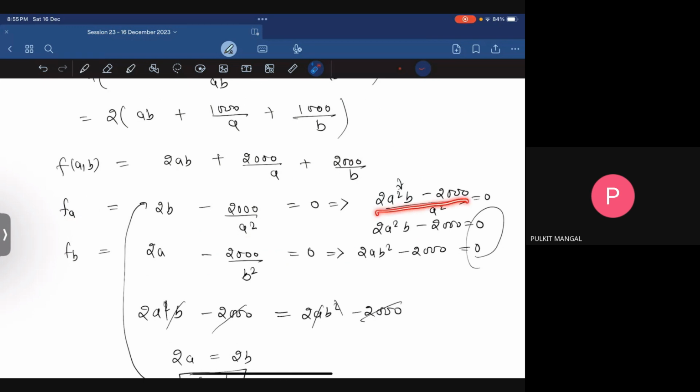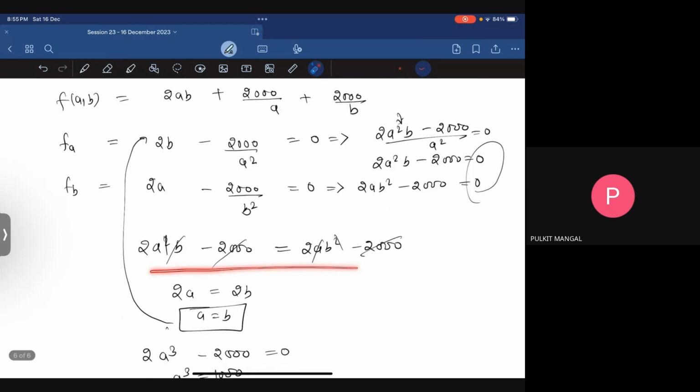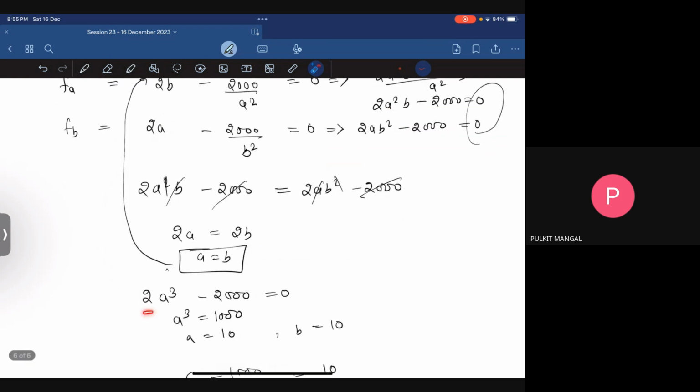On simplifying them, I got f_a, that is 2a squared b minus 2000 equal to 0, and f_b, 2ab squared minus 2000 equal to 0. As their RHS are equal, I just set the LHS equal. So on simplifying, we got a equal to b. Putting this in any one of the equations, let's consider this, we got 2a cubed minus 2000 equal to 0, because a is equal to b.